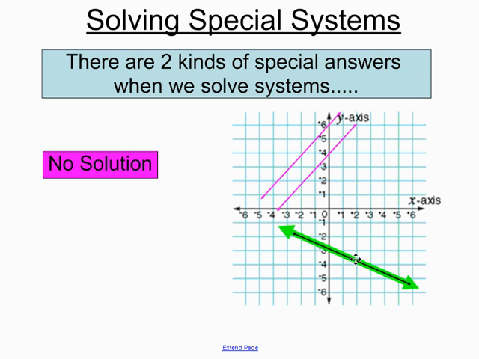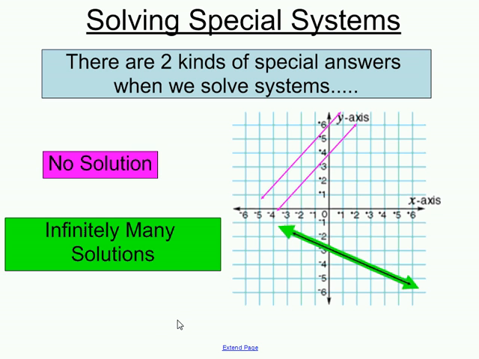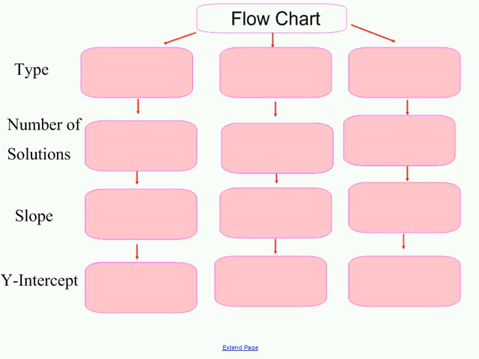When one line is on top of each other, in other words, it's the exact same line, we're going to end up with infinitely many solutions. That means there's going to be many, many solutions that will work for both lines, not just one solution. So what I want to do is do a little flow chart with you and kind of go through the types and everything, so that it comes a little bit clearer.